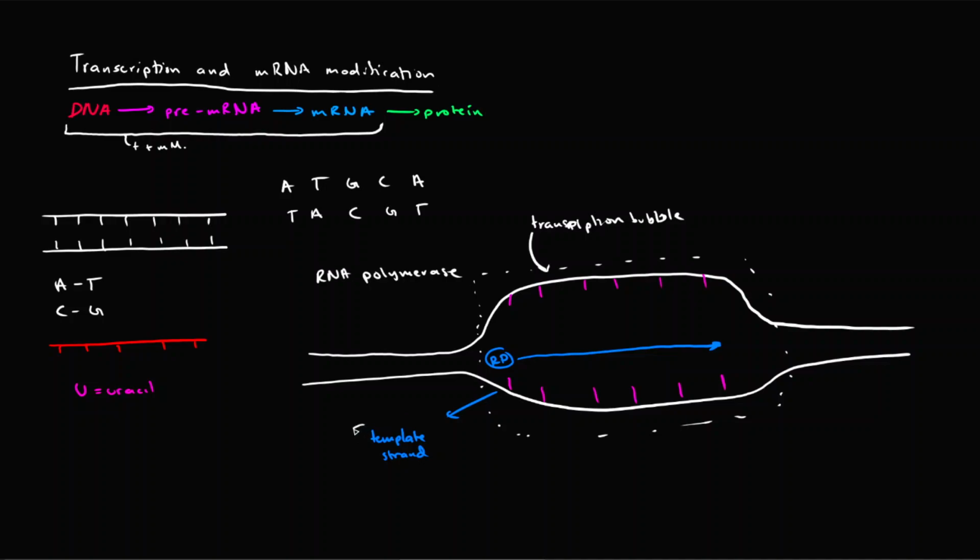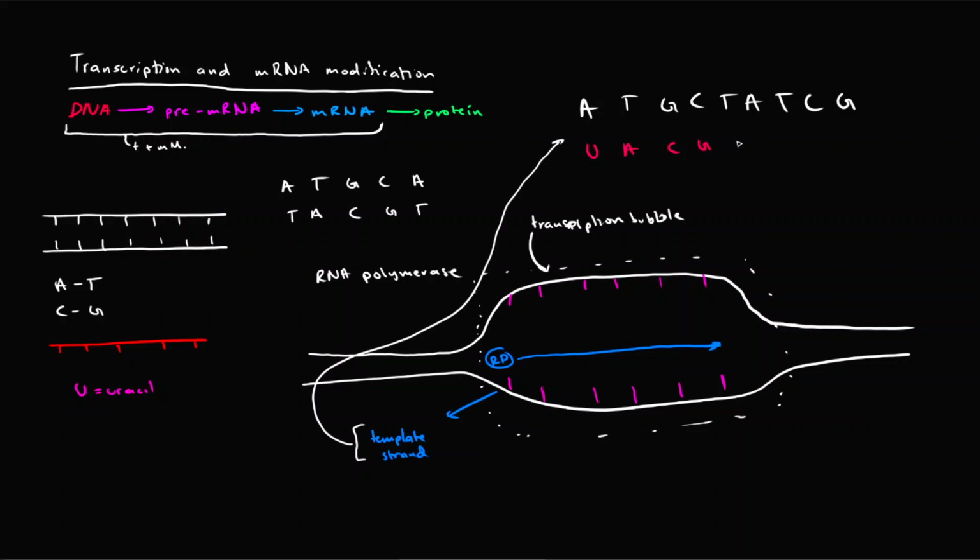Let's just say that this template strand here has a couple of base pairs and a base sequence of A, T, C, G, C, T, A, T, C, G. The RNA sequence for this template strand after RNA polymerase transcribes this piece of genetic information would be U, A, C, G, A, U, A, G, C. Again, remember the fact that instead of T, the thymine base, RNA uses uracil. Additionally, an important thing to note is that RNA polymerase has more than one type.